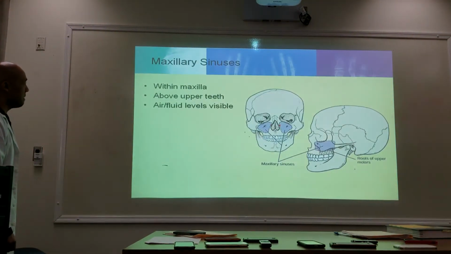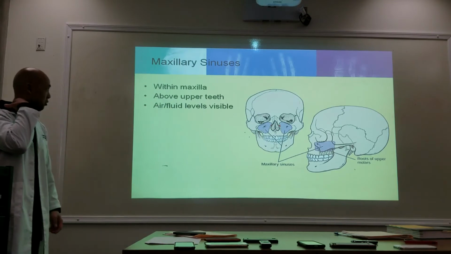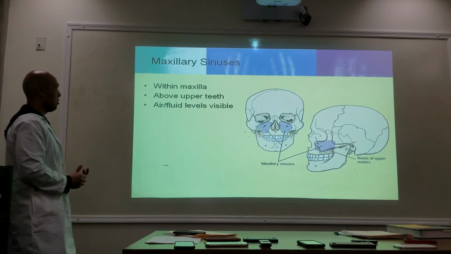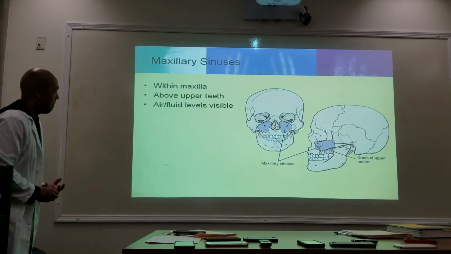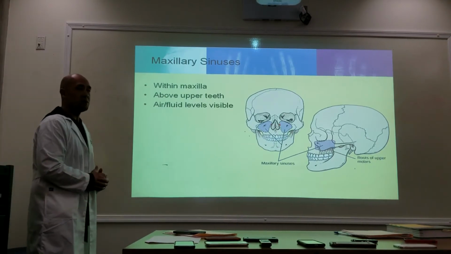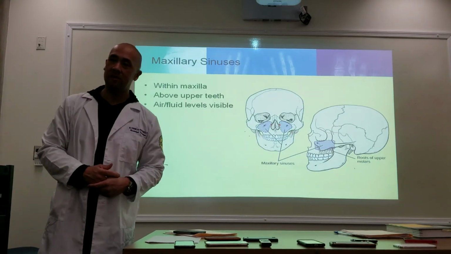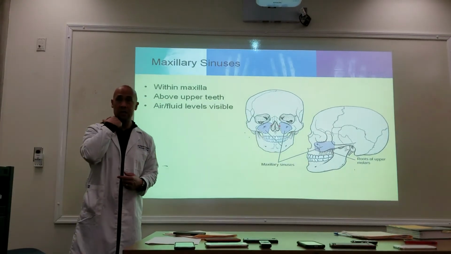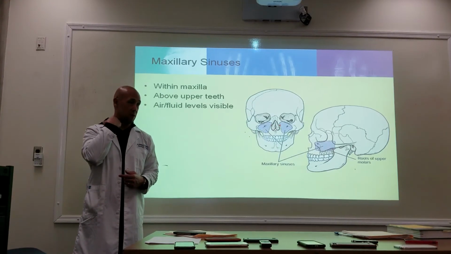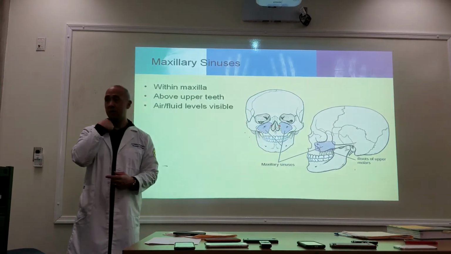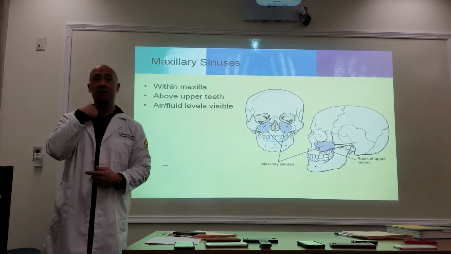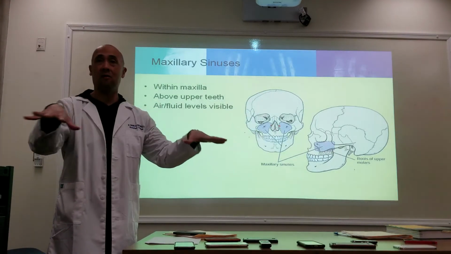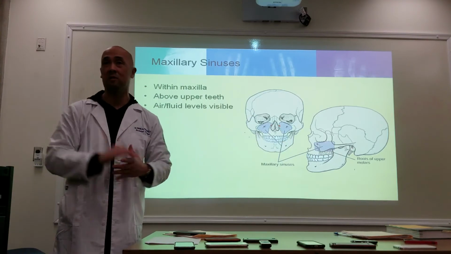The maxillary sinuses, you have two of them. They are within the maxillary bone above the upper teeth. When you are taking x-rays of the sinuses, it's important to do it upright so we can detect air and fluid levels. If they're lying down, you can't see it, because the fluid will just spread out and fill the cavity, so you won't see those levels.